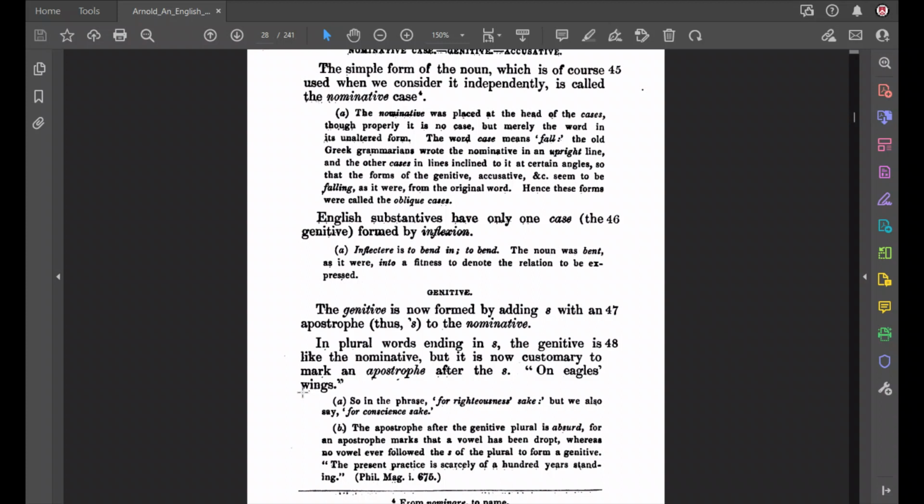Note A, in the phrase, for righteousness' sake, for righteousness apostrophe sake. But in speech, you wouldn't know that there's an apostrophe there. That's the point. And so sometimes people just write it without the apostrophe because we don't speak the apostrophe anyway. We say, for righteousness' sake. We don't say, for righteousness's sake.